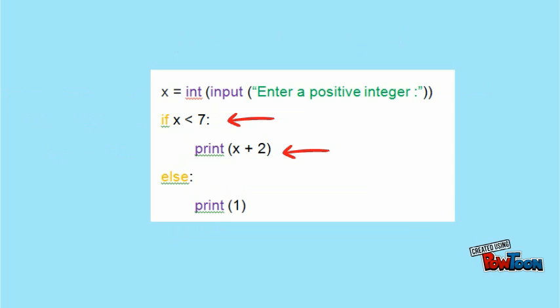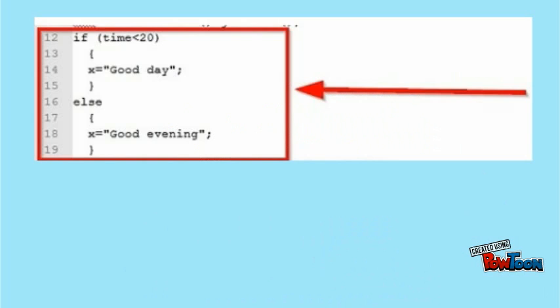Let's say that the user enters the number 4. Well, 4 is less than 7, so the program will display 6, because 4, which is the value of x, plus 2 equals 6.